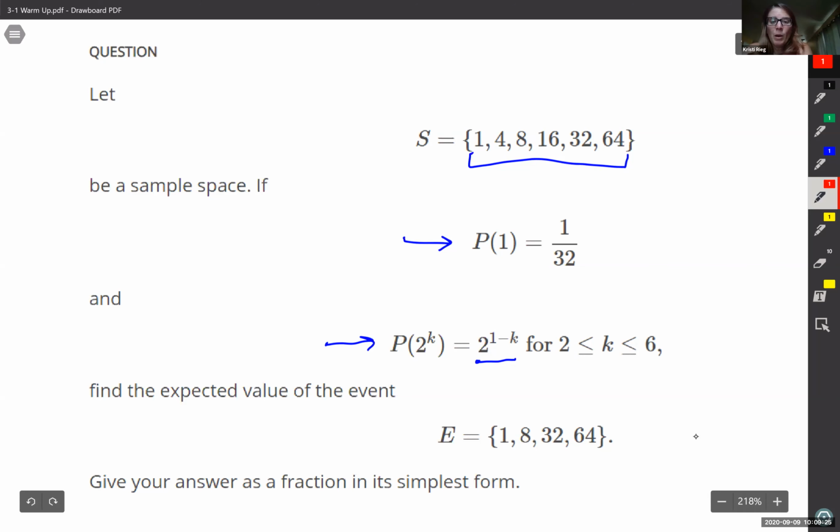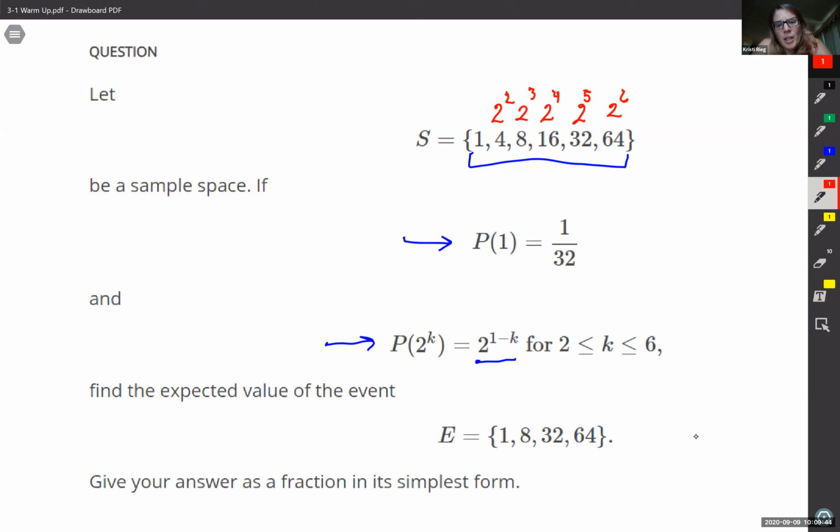So we don't need to worry about 1 because 1's taken care of. So 4 is 2 squared. 8 is 2 to the 3rd. 16 is 2 to the 4th. 32 is 2 to the 5th. And 64 is 2 to the 6th.